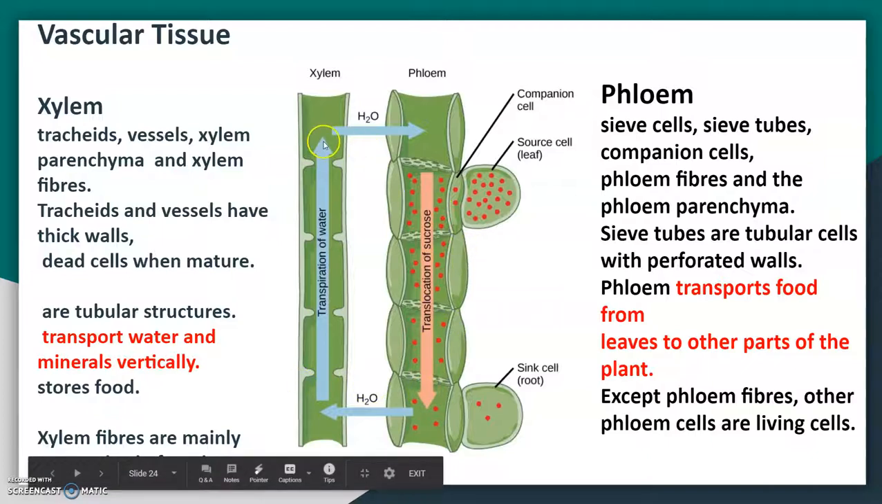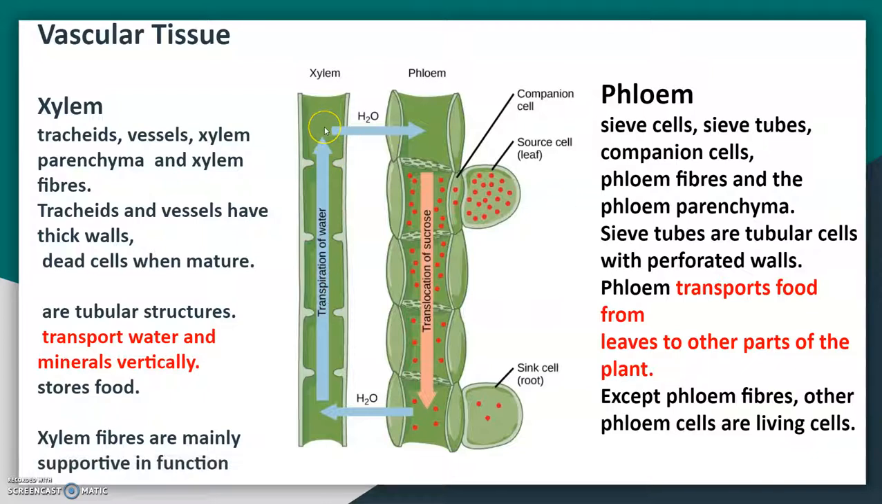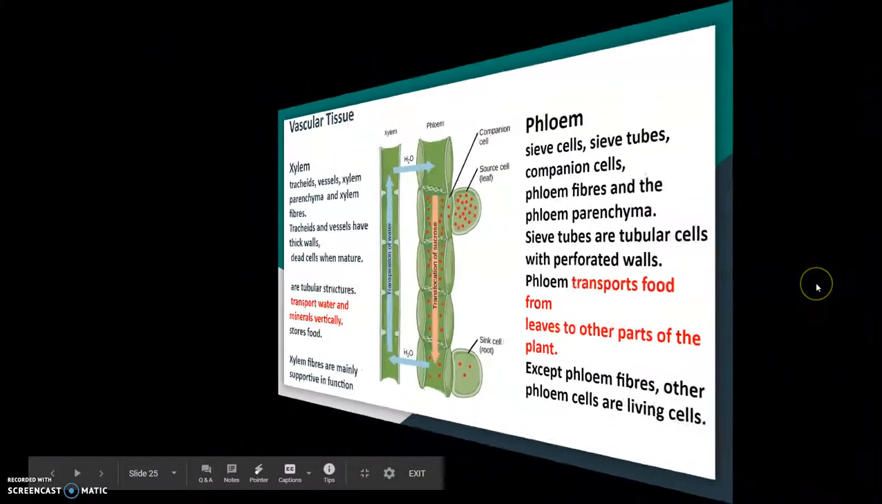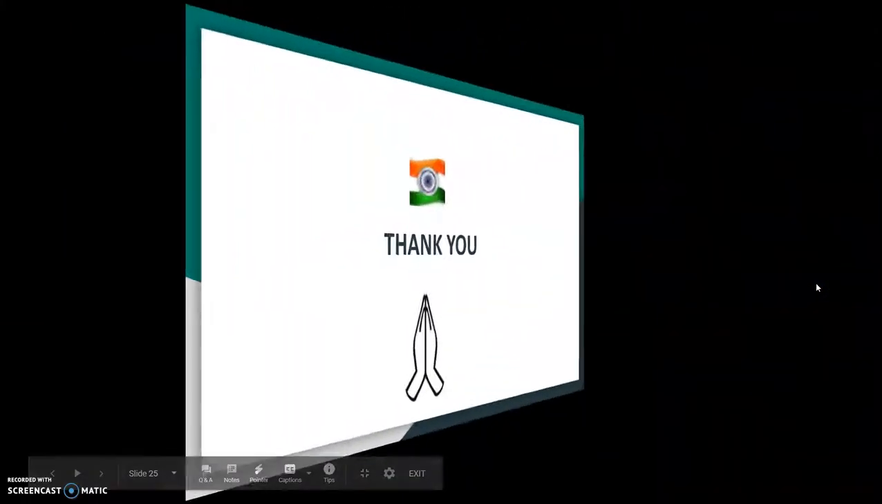Water can be transported in both directions, but transportation of water in the xylem is in the upward direction only. Companion cells or parenchymatous cells are there to support these sieve tubes, and companion cells help in translocation of the substances from one region to another in the plants. Now most of these tissues, these cells, are living except phloem fibers. So phloem fibers are dead cells, whereas others are living.